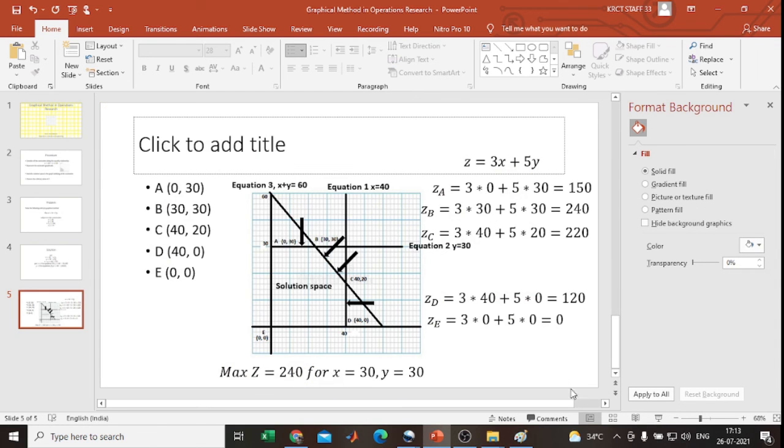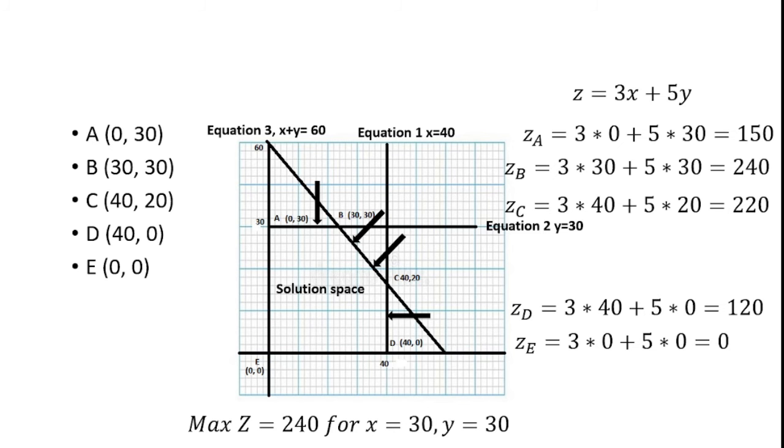Here I got 3 into 40 plus 5 into 20, so that I can get 220, and then the D point is 3 into 40 plus 5 into 0, so that I got 120. For E point, Z is equal to 3 into 0 plus 5 into 0, so at the E point I get 0. Here I compare all the 5 point solutions A, B, C, D, E.